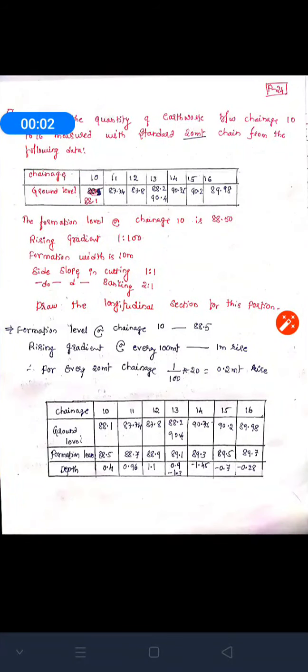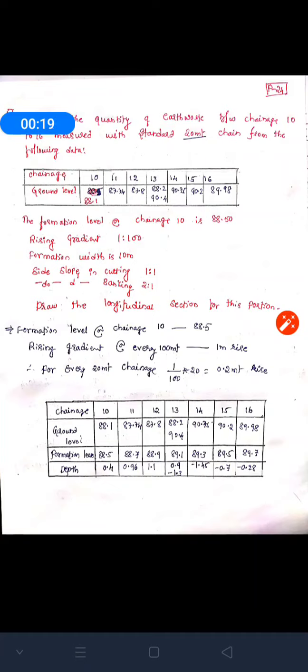Hello everyone. Today we are going to discuss the estimation of roads. Let's start with the fourth problem. Estimate the quantity of earthwork between the chains 10 to 16, measured with the standard 20-meter chain, from the following data.